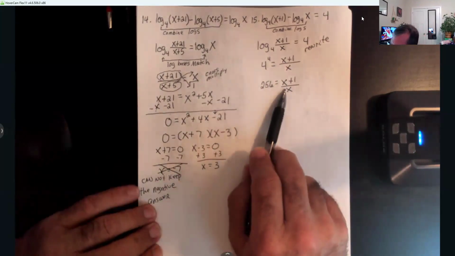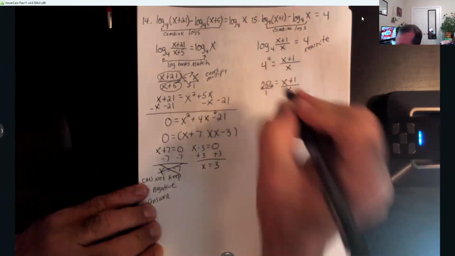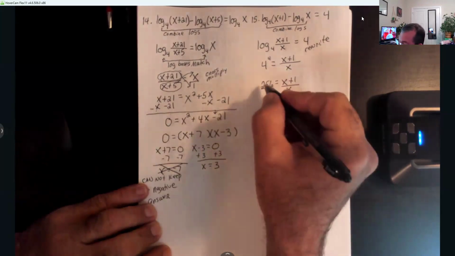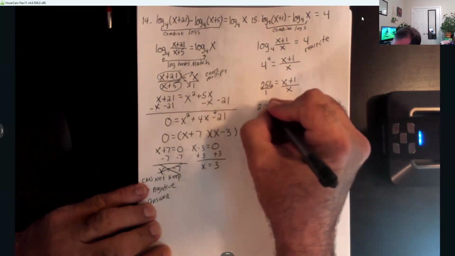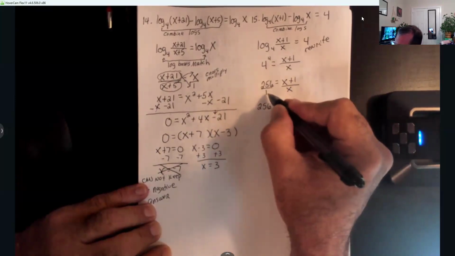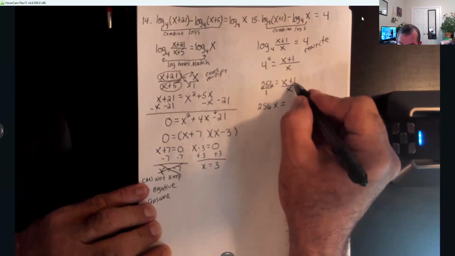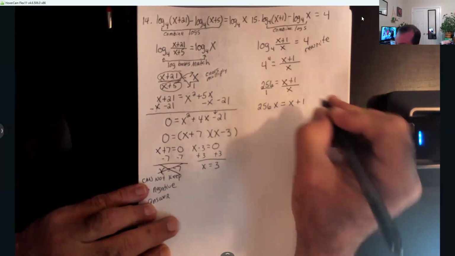So now this pretty much looks like this. All I'm going to do is put me a 1 under it, and I'm going to cross multiply. 256 times x is 256x. That's going to equal 1 times x plus 1, which is x plus 1.